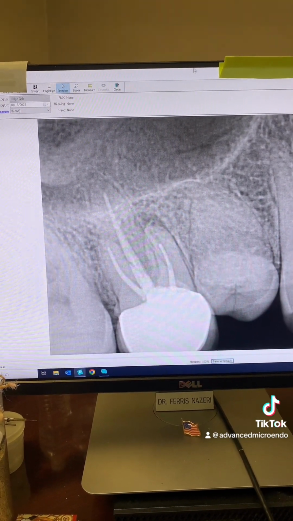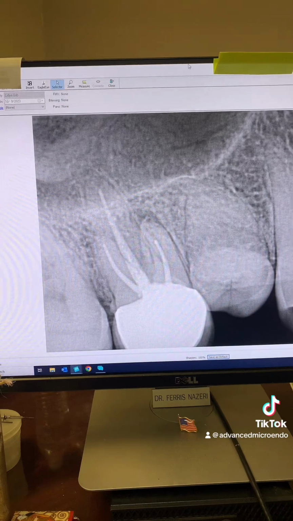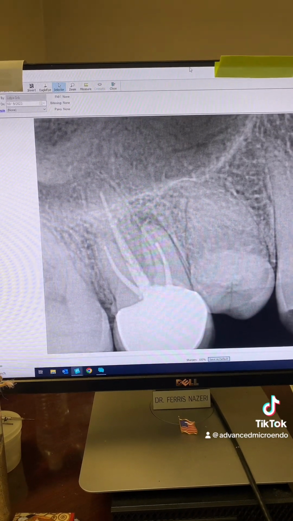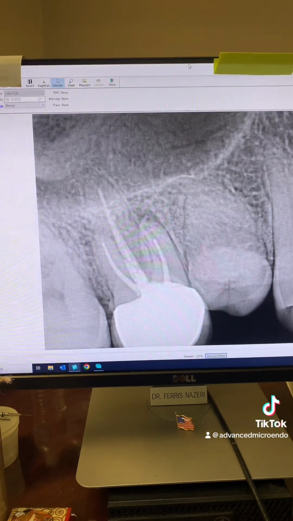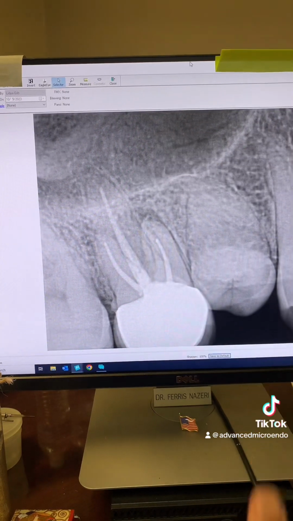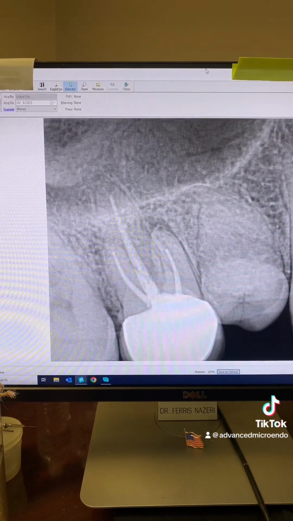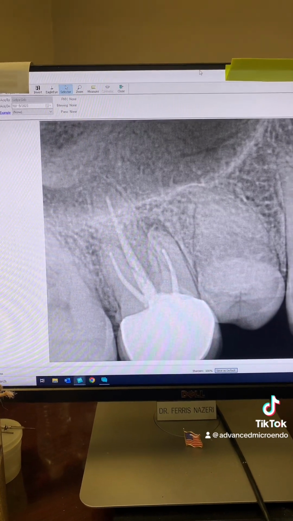I'm just shocked because root canal retreatments is our bread and butter as endodontists. So anyways, take a look here. How many of you would take a CBCT?